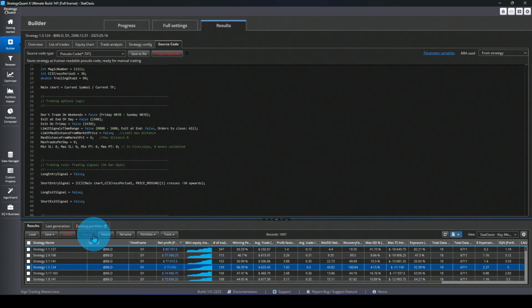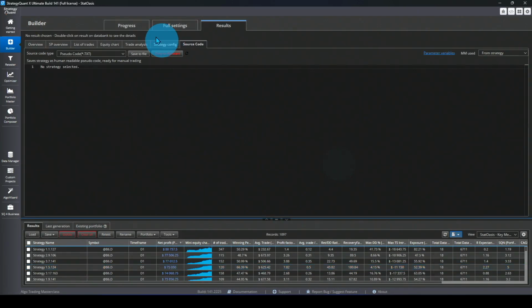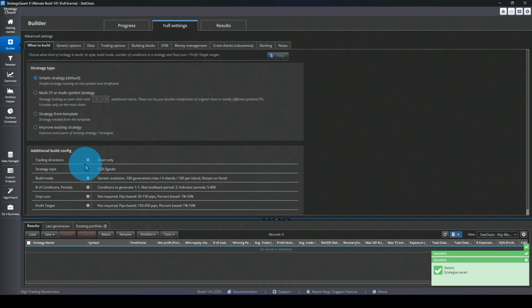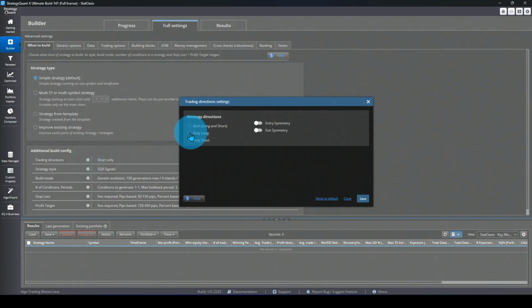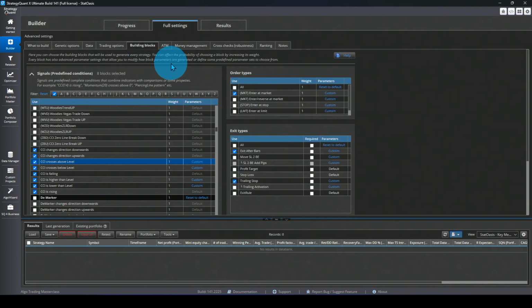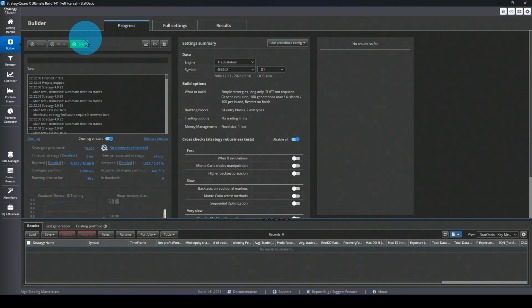So now let's clear all this database, go back to progress and what to build. And now we will build the long side. So long only, I will change nothing. Everything is still the same. Ranking is the same. And now let's test the long side.